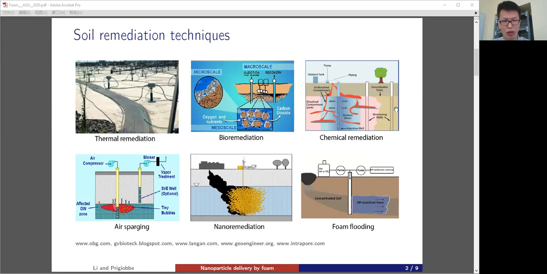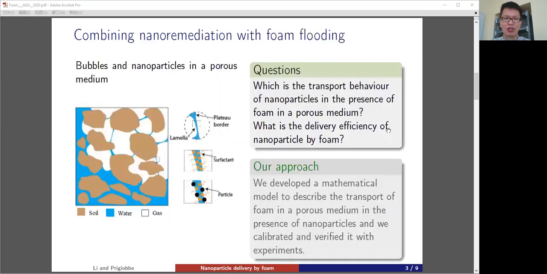If the foam is stabilized with nanoparticles, it could be combined with nanoremediation, allowing a more efficient delivery of nanoparticles. In this presentation, I will talk about a novel process which combines foam flooding with nanoremediation. The objective is to better control the nanoparticle mobility by the high foam viscosity as well as reduce the water consumption. On the left-hand side, a schematic diagram of bubble and nanoparticle transport in porous media is shown.